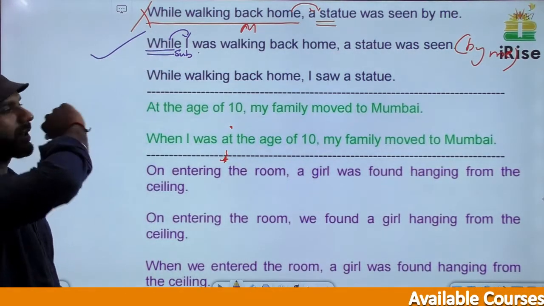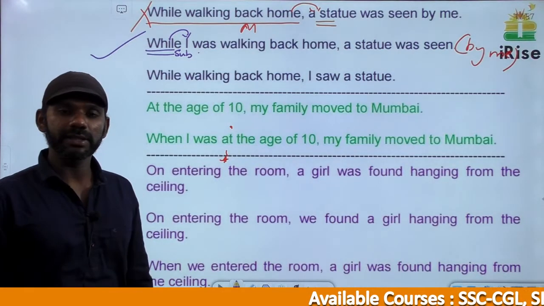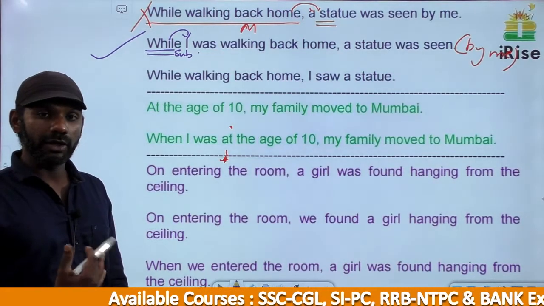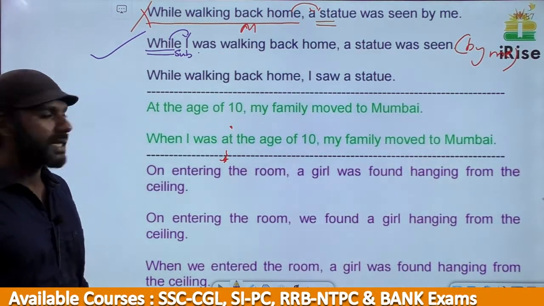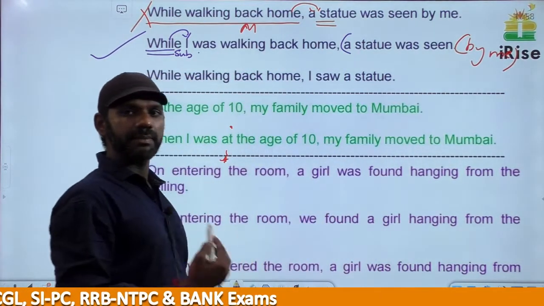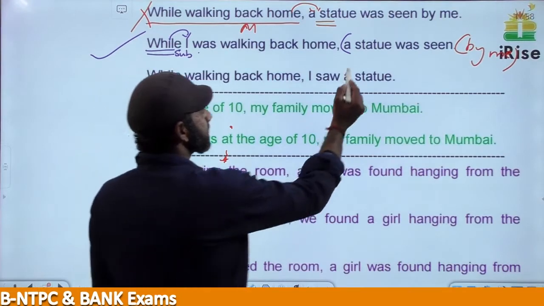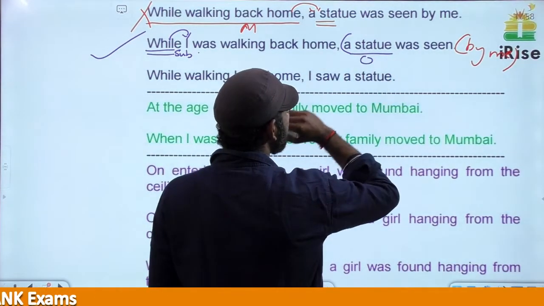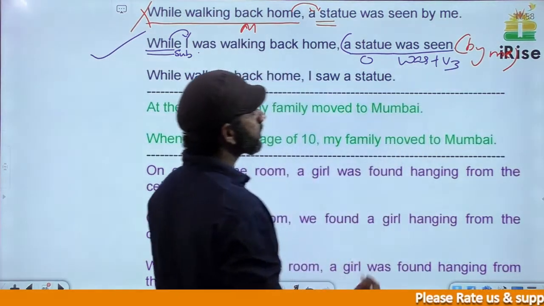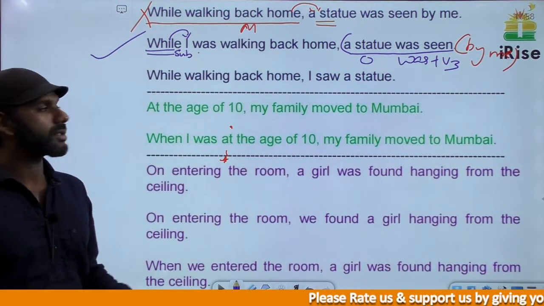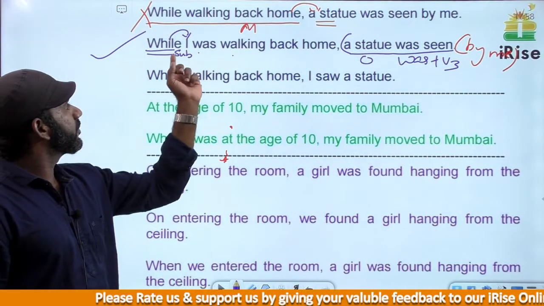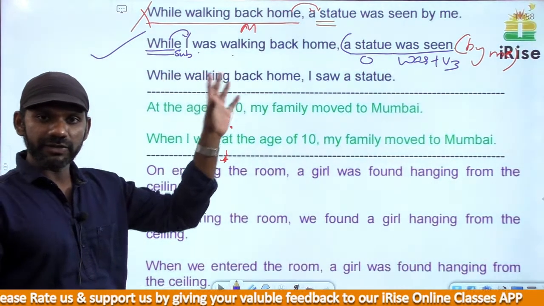Makes sense. Right. Now, which is the main clause here? While I was walking back home is the main clause or a statue was seen as the main clause? A statue was seen is the main clause. A statue was seen means a statue was seen by me. By me is understood here. A statue received the action, object. Was seen is was plus V3. Was plus V3 is simple past in the passive voice. So this sentence is in the passive voice. Right? Leave it there.